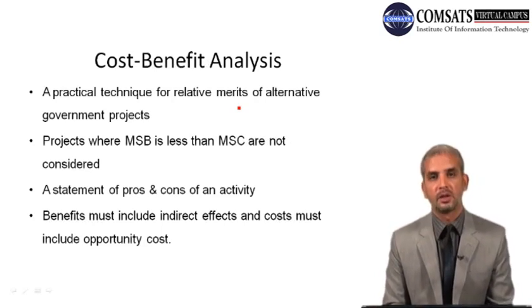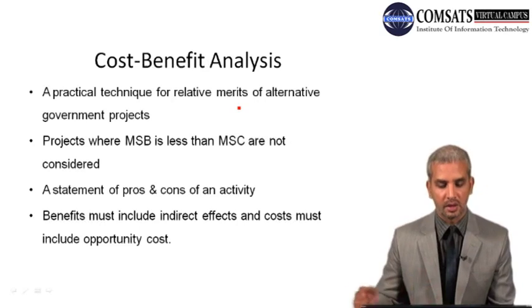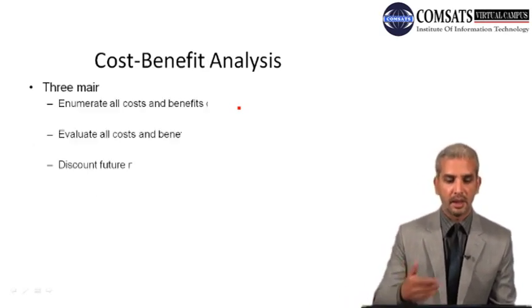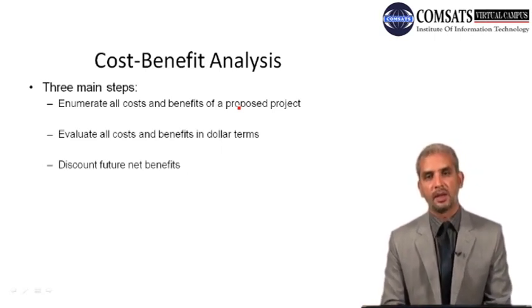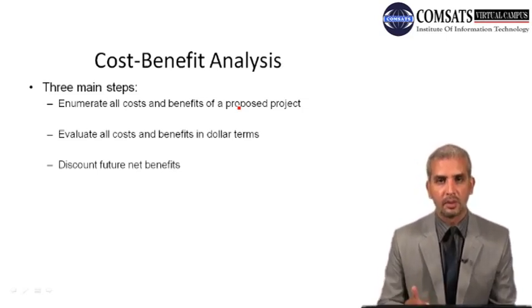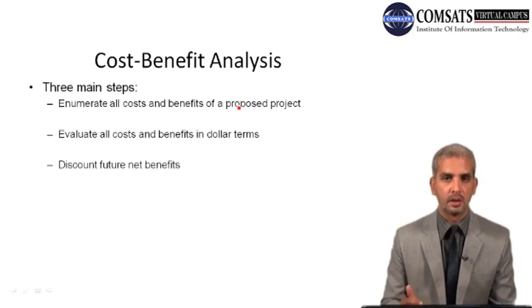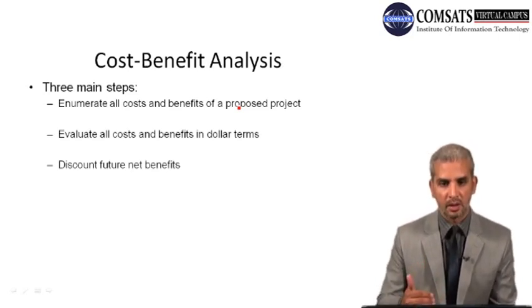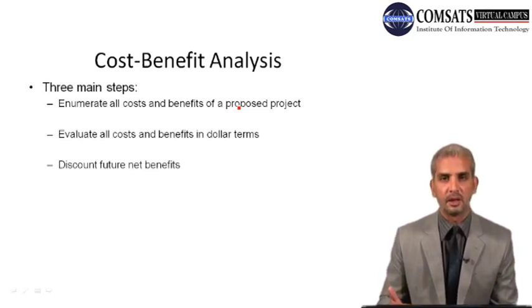It is a statement of pros and cons of all the activities of the government and all the costs that are incorporated in it. It actually takes up three steps. The first step is making a list of all the benefits and costs that are arising due to that project. Then the second step is evaluating each benefit and cost in terms of dollar value, which we discussed is a very difficult thing to do.